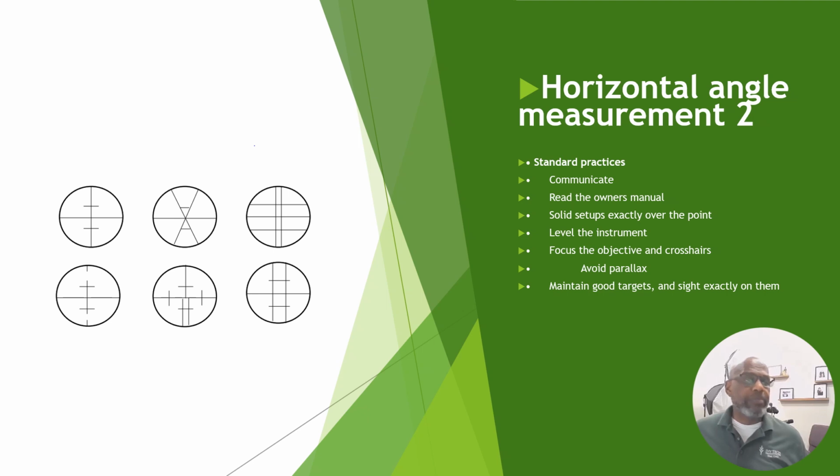So leveling the instrument, focusing on the object and the crosshairs. And one thing that you need to do, if you see double lines or there's issues, we probably need to adjust and get things tighter. So again, these are a lot of hints that you can use to help you in your angle measurements.